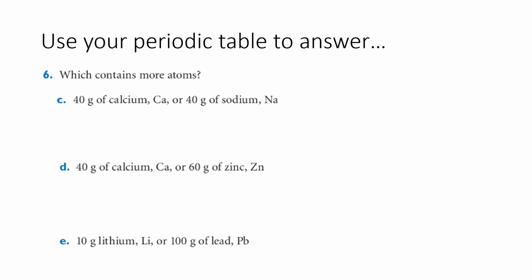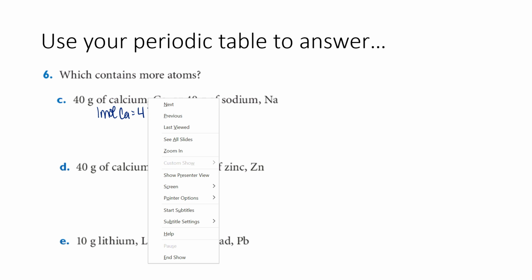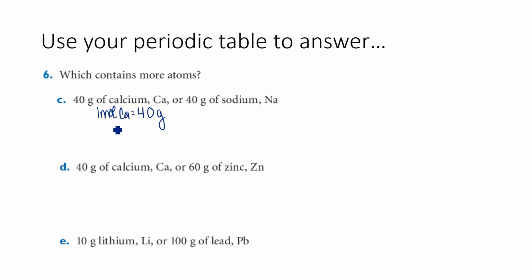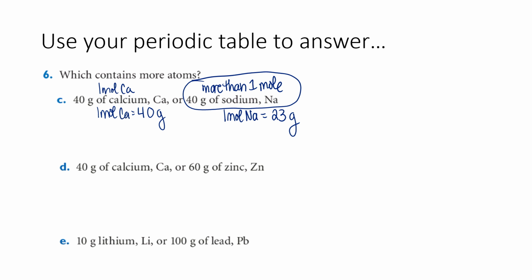Here's a couple more examples. Let's look at 40 grams of calcium. 1 mole of calcium weighs 40 grams. So if you have 40 grams of calcium, that means you have about 1 mole of calcium. And then sodium, if you look at sodium's molar mass, a mole of sodium weighs 23. So 40 grams is more than a mole. So what that means is you have more sodium atoms than calcium atoms, because 40 grams of sodium is more than a mole of sodium.